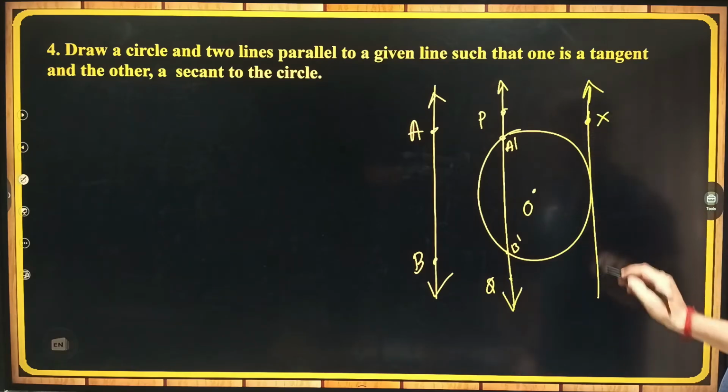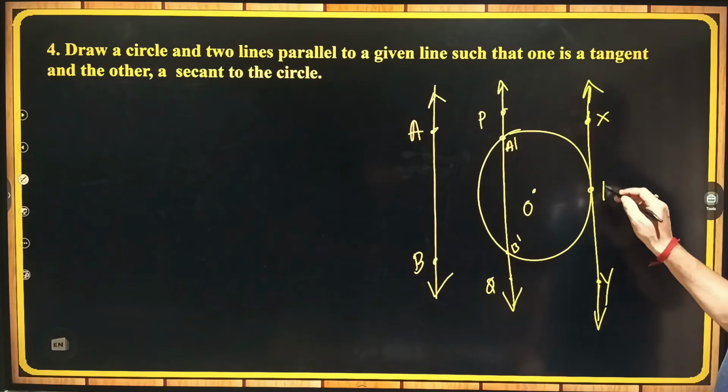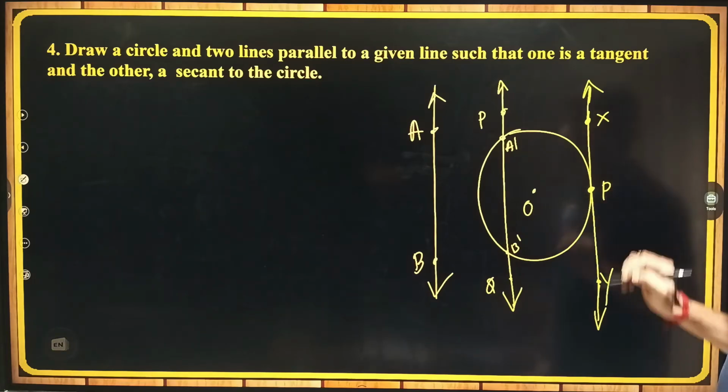This may be XY, where XY is a line. This is a tangent at a point P. This point is the point of contact.